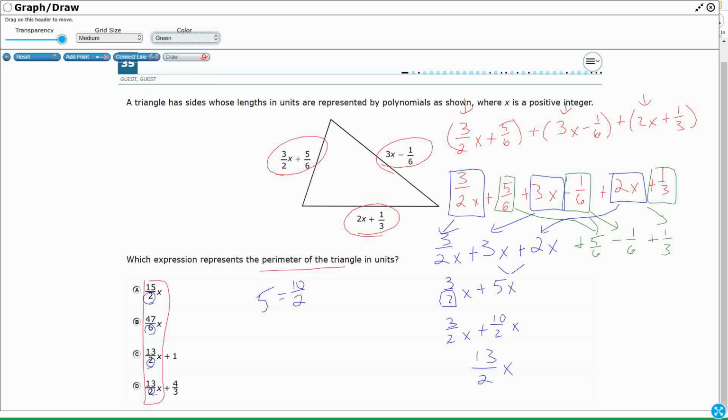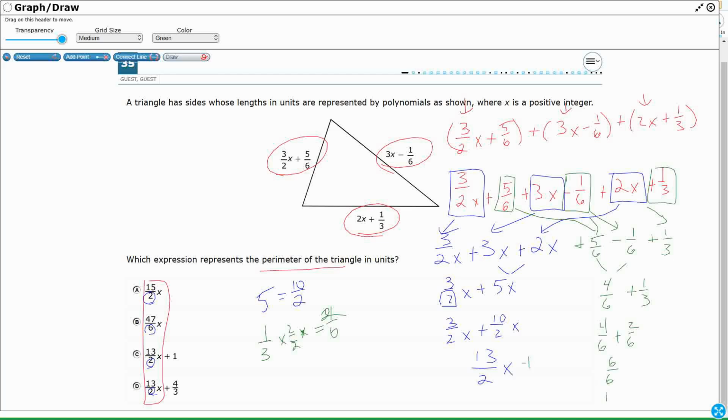My greens, this one's pretty easy, right? 5/6 minus 1/6, that's 4/6 plus 1/3. Now I need equivalent fractions. So I'm going to multiply my 1/3. I'm going to double it, because that's going to get me up to 2/6 if you just multiply straight across. So let's do 2/6. So that's 4/6 plus 2/6. So that just becomes 6/6, which is 1.